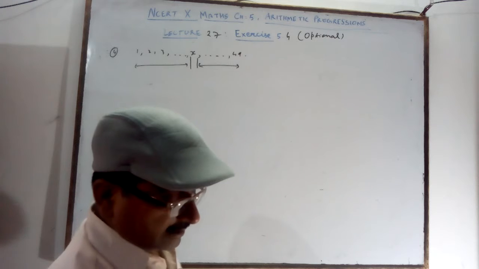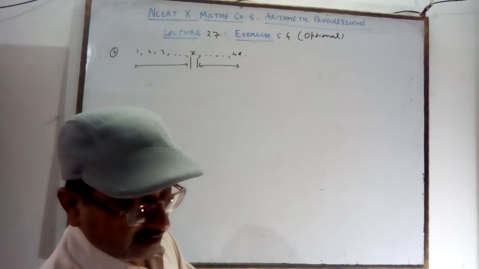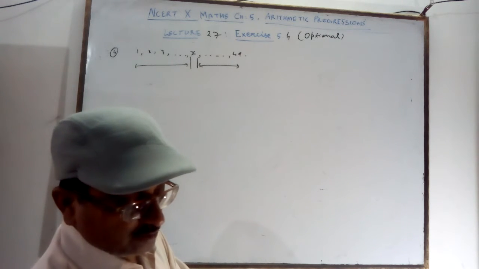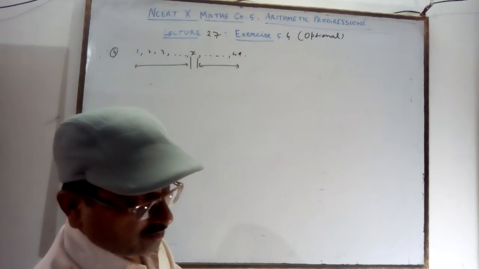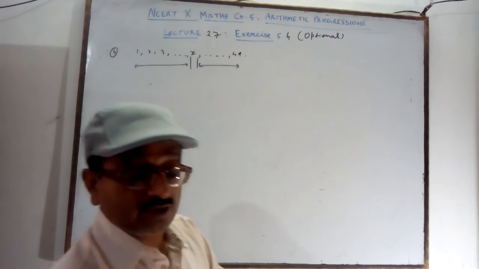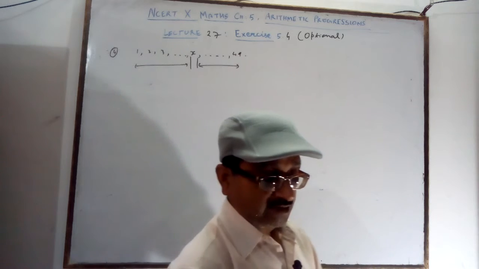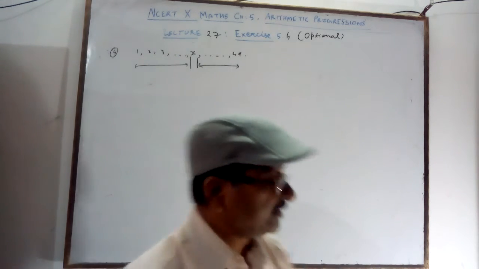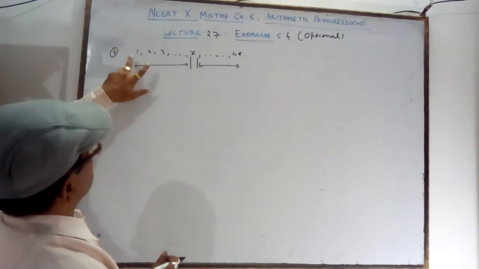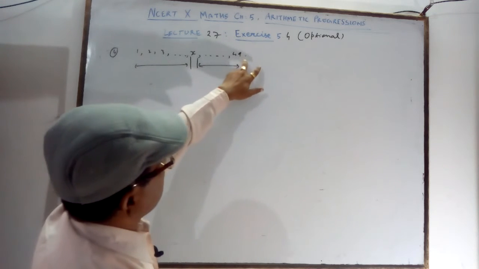What do you want? The sum of the numbers of the houses preceding house number x is equal to the sum of the numbers of the houses following it. Find the value of x. You have a very important result here. 1, 2, 3, 4, these are the house numbers till 49.